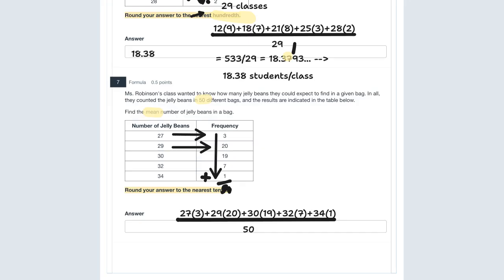29.78. So again, this numerator is 1489 divided by 50. This is equal to 29.78 jelly beans per bag.